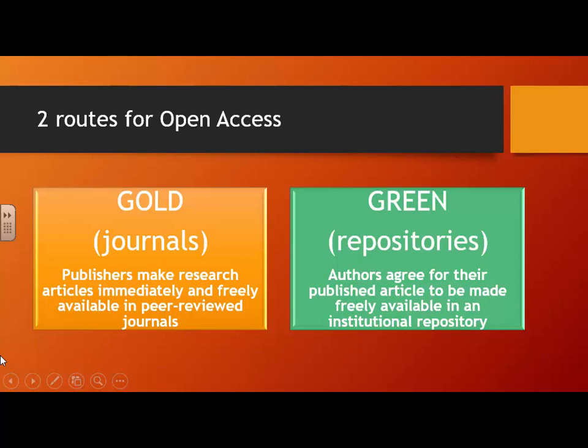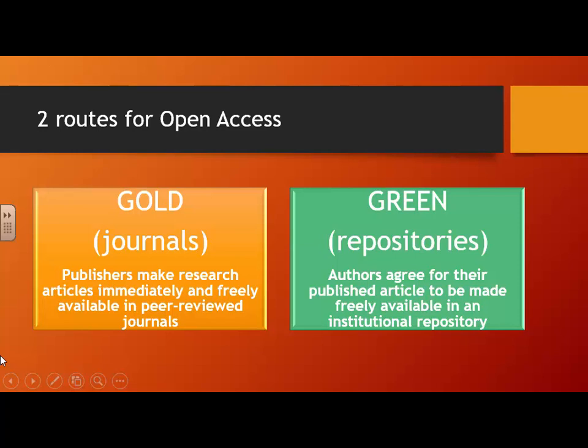Firstly, with regards to gold open access, this is where the journal itself makes published articles immediately and freely available in peer-reviewed journals. And the second route is green open access, and this is where the access is actually delivered by an institutional repository, and it becomes freely available via the repository and not the journal itself.